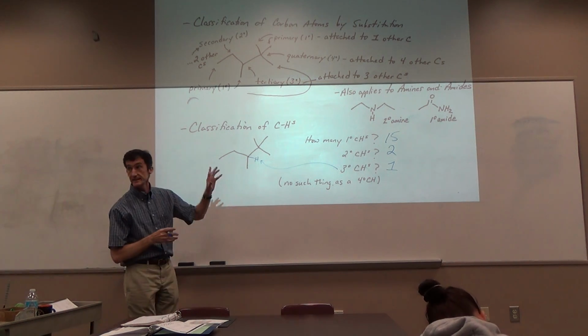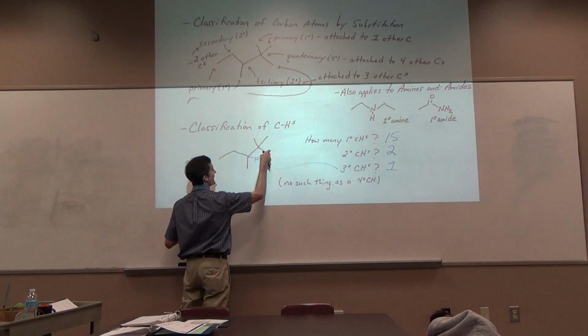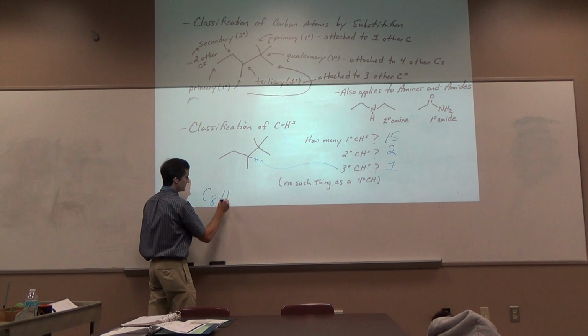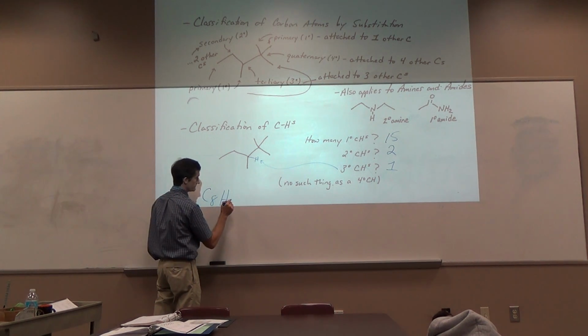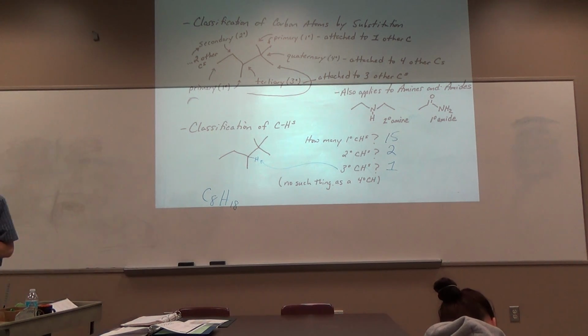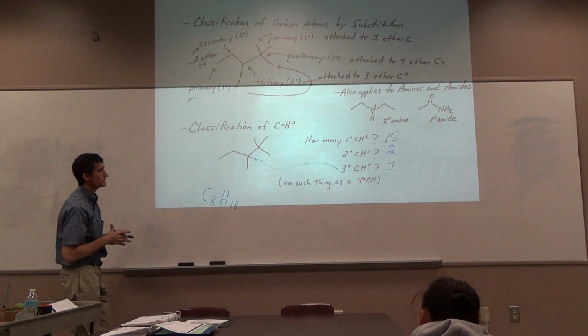Hopefully there's a total of 18 H's in the molecule. Is that right? Let's see. 1, 2, 3, 4, 5, 6, 7, 8. C8, it's totally saturated, so the H's should be 2n plus 2, 18. It's totally saturated. 15, 2 and 1, 18. Okay.